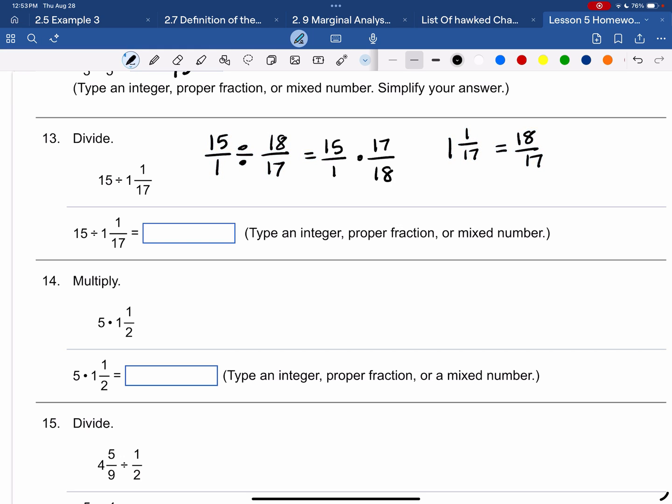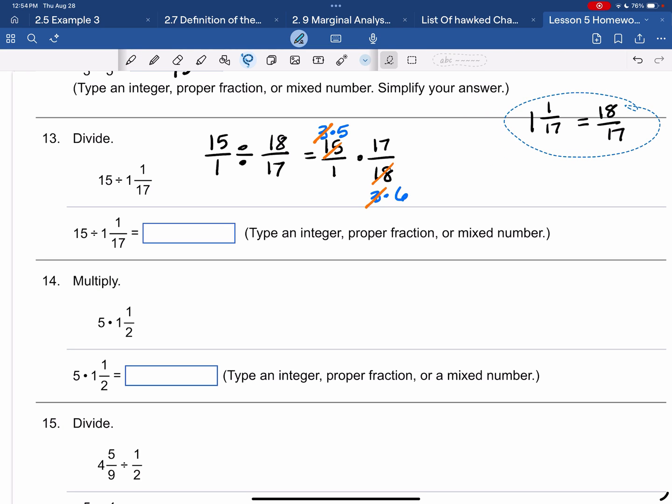17/18. Now, these are some pretty big numbers, so I'm looking for a common factor, and I notice that I can write 15 as 3 times 5 and 18 as 3 times 6. So I have a factor in the numerator of 3 and in the bottom of 3, so those can reduce. And now I'm left, and the 18 and the 15 are gone, right, because we replaced those. So I've got 5 times 17, that's 85. And then 1 times 6 is 6.